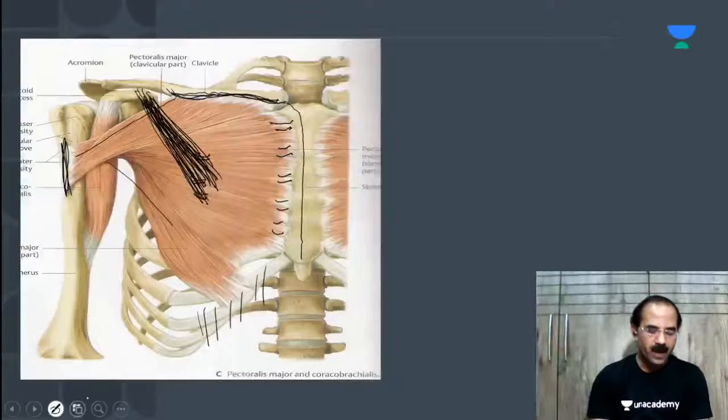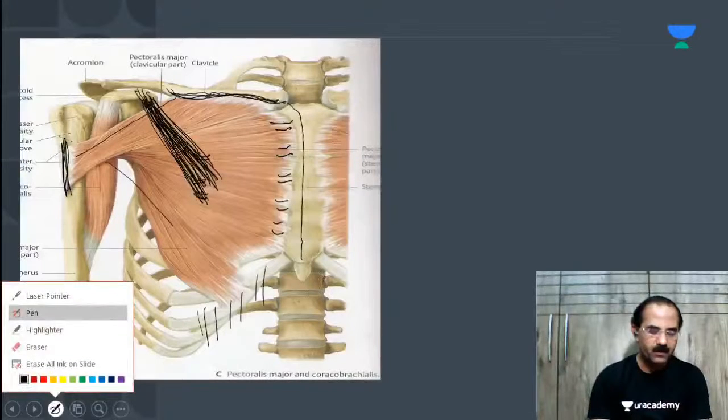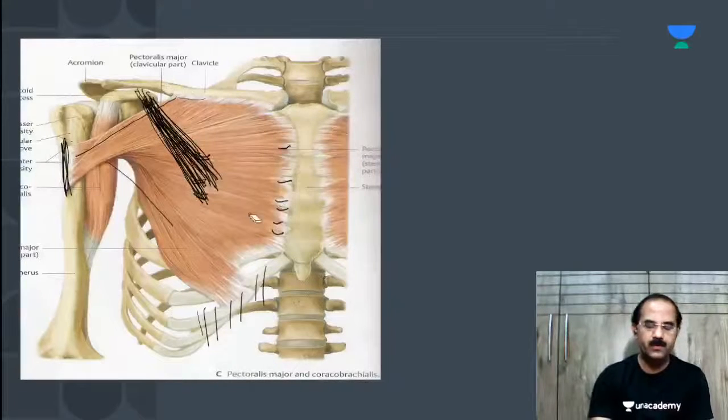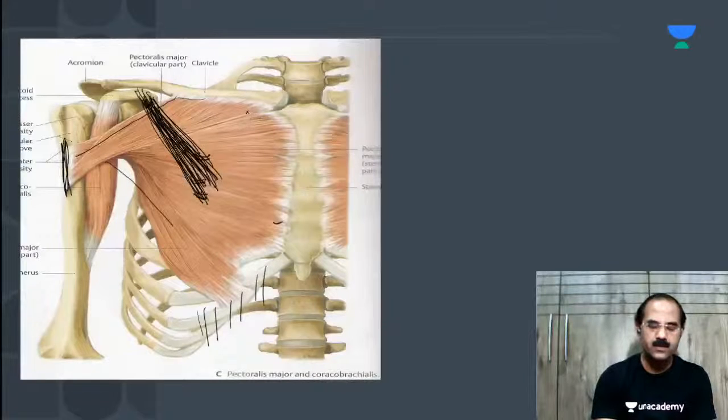Very good. And now, one moment, I'll just clear this for you. Now see this. This is the first rib. What is this? You tell me. This is the first costal cartilage. The first costal cartilage will be followed by the first rib.